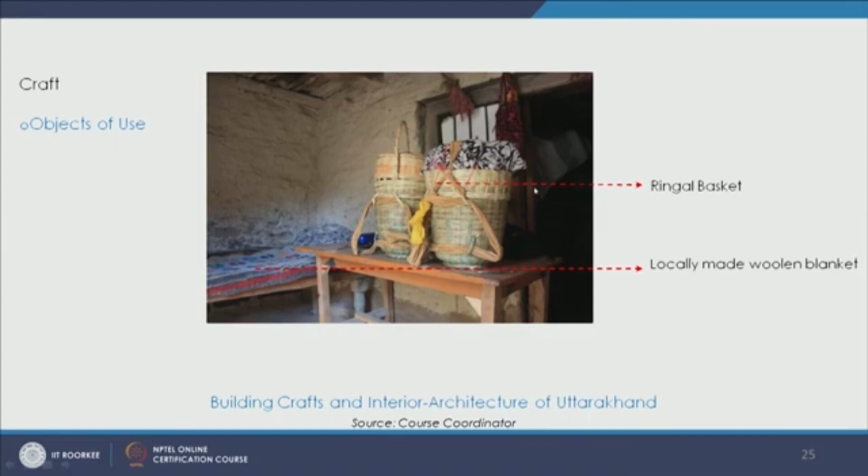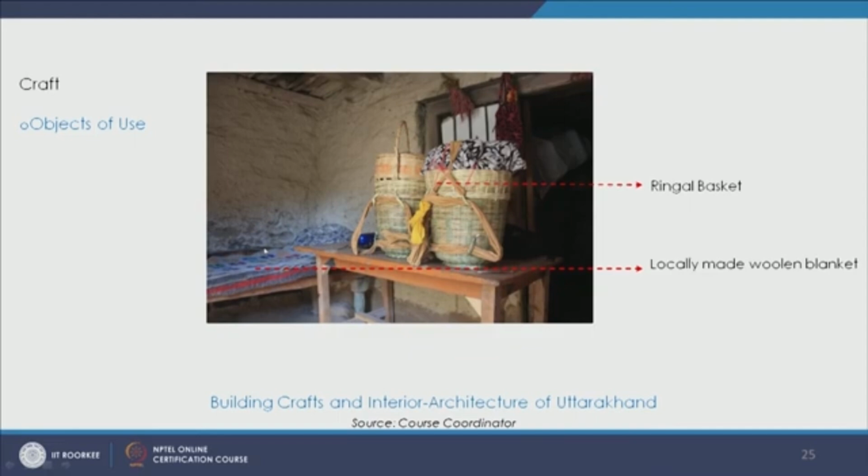Here we see these ringal baskets, the same material that we saw on the surface as cladding. Here the community, the women themselves, have made this basket and it's used for varied purposes. Then we also see here on the bed, a locally made woolen blanket. So these are all again the craft practices which embrace the skill set of communities, indigenous material, and then they are utilitarian, they are used for our daily needs, and they also largely contribute in the creation of spaces in which we live. So this was another category.